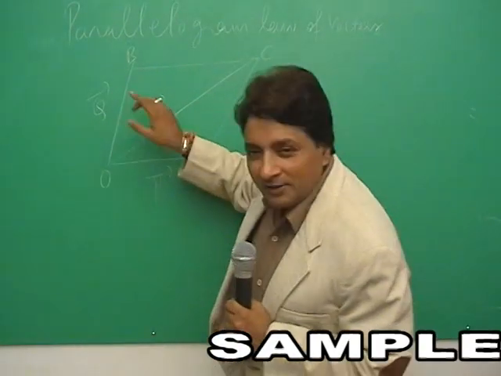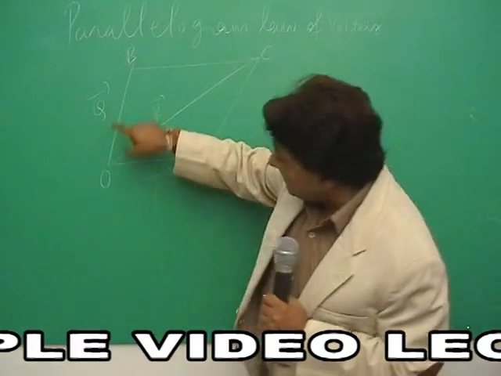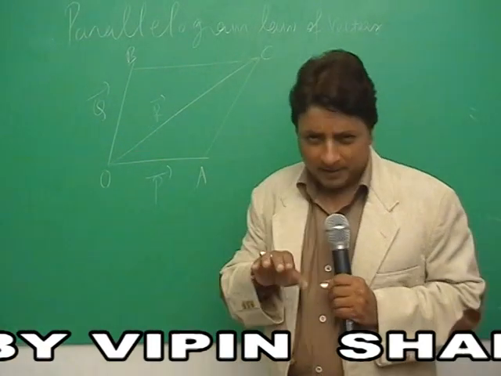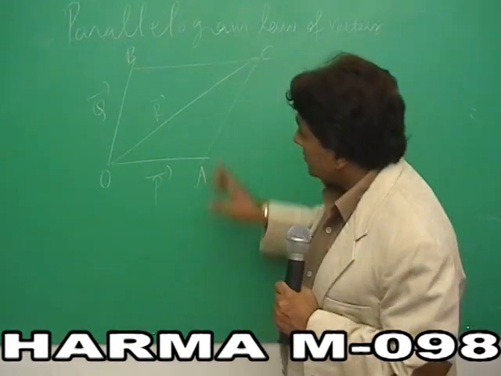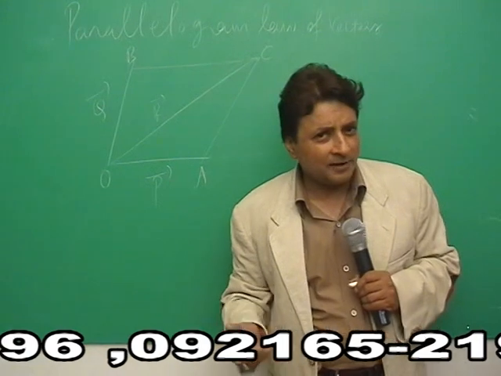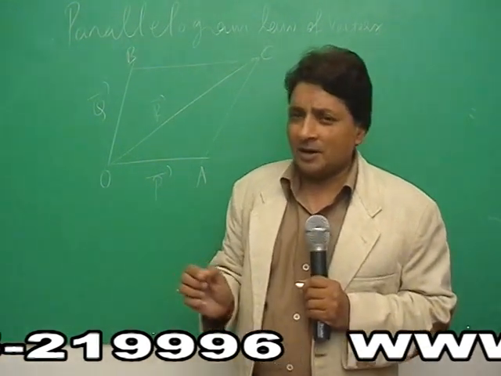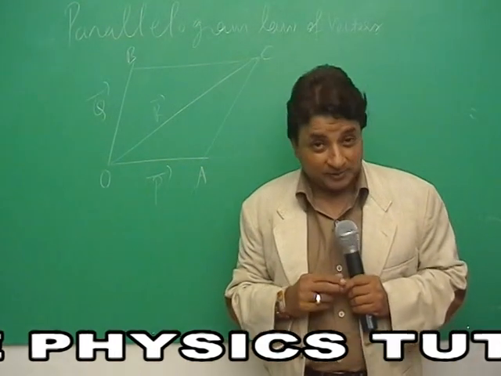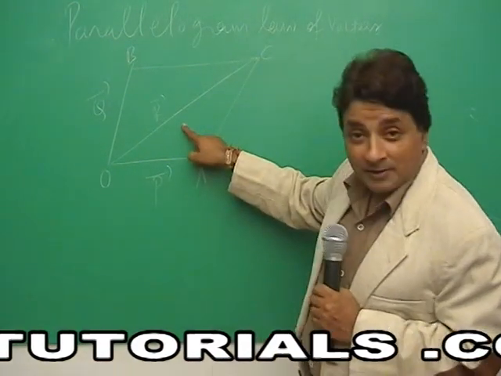And Q is also completely represented in magnitude as well as in direction, because a vector must possess magnitude and direction. So vector R is the resultant vector. You know what is the resultant vector? Resultant vector is a single vector which produces the combined effect of a number of vectors. So vector R is the resultant vector.